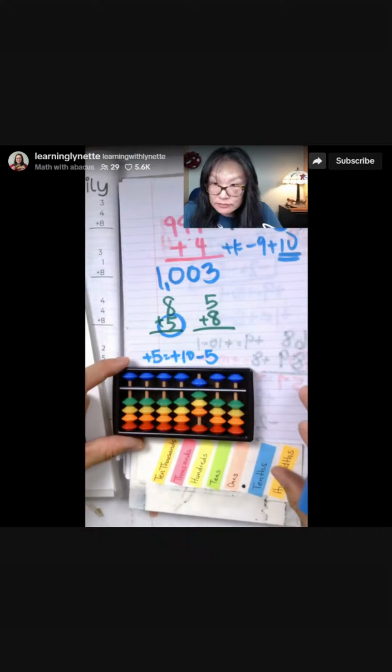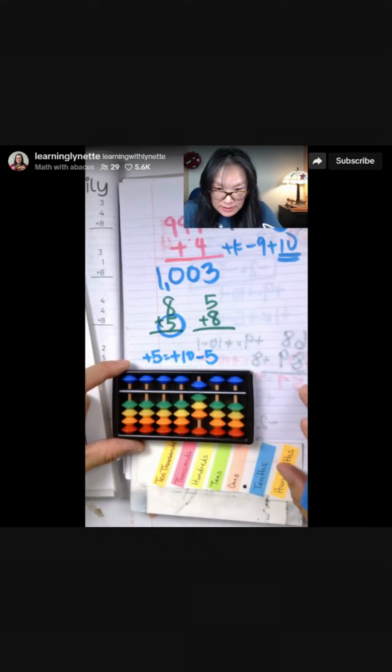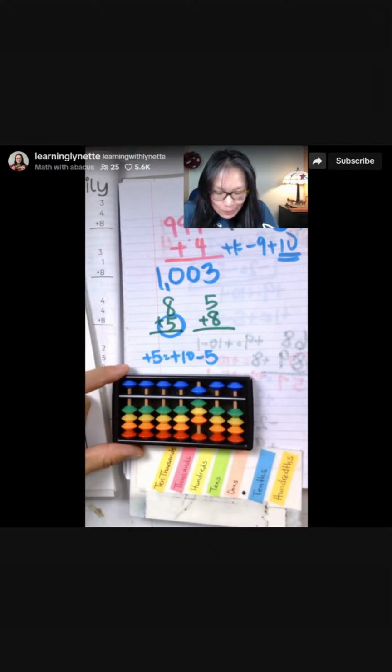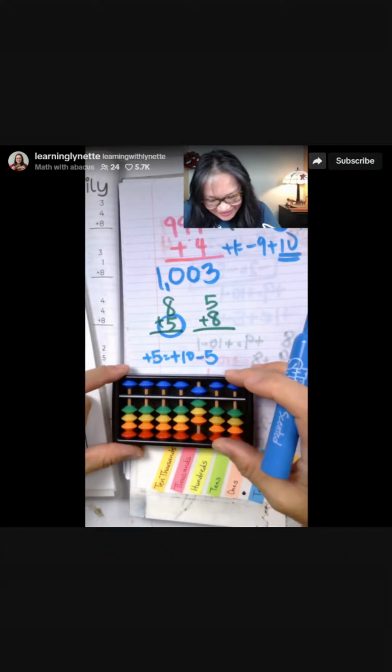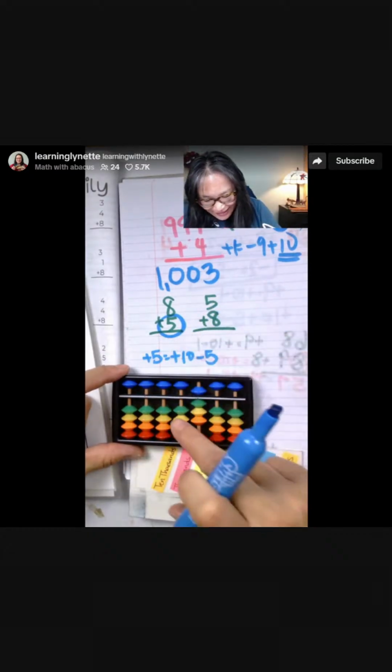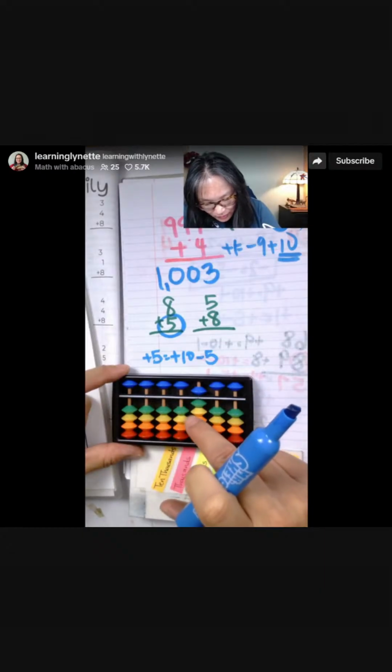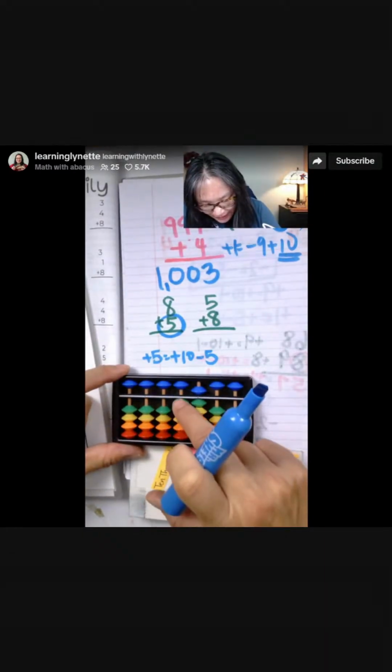Abacus is math. We're just doing math, but we're doing it a different way. There's a little bit of a twist. So we're going to add the 10, the 1 and the 0, and then take away the 5. So my final answer is 13.